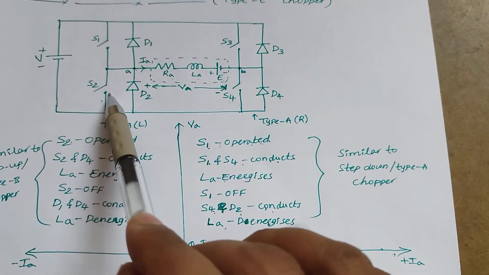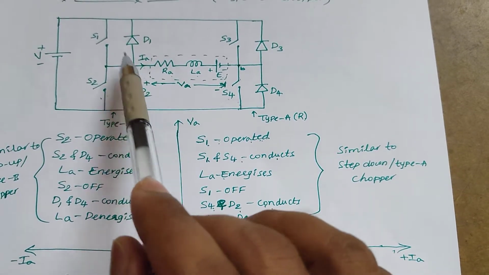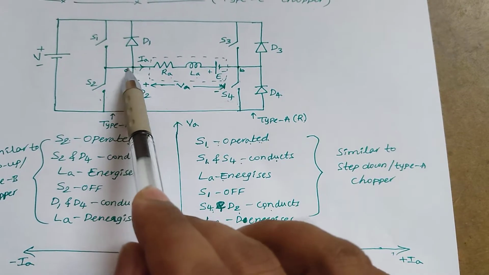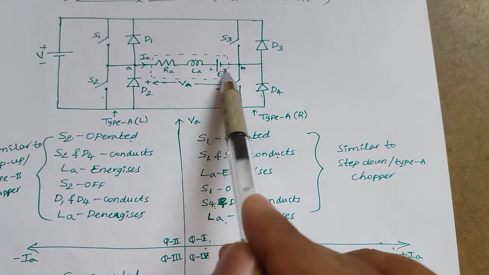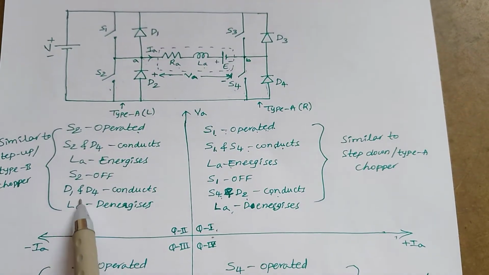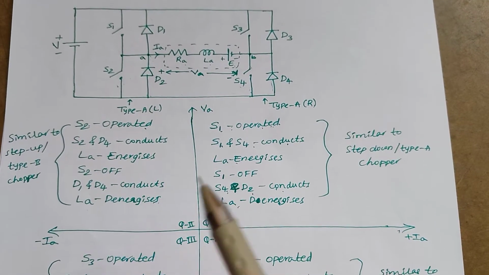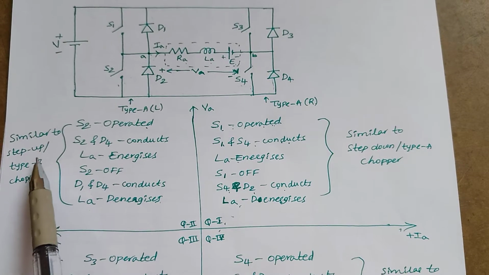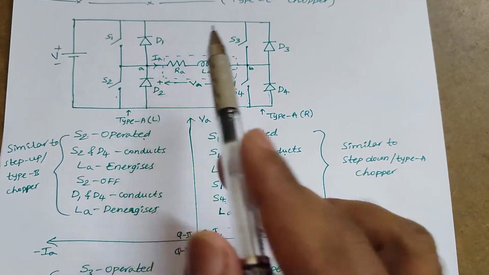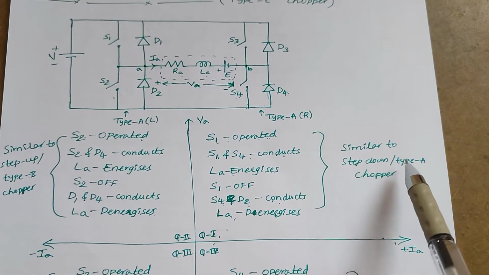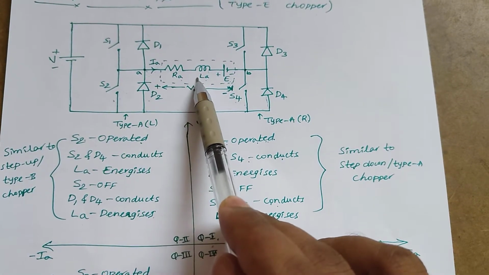When switch S2 is turned off, LA de-energizes through diodes D1 and D4, because diode D2 is in reverse bias for this inductor current in the opposite direction, and switch S1 is also off, so only diode D1 is in forward bias. Through diodes D1 and D4 it will close the path. So it looks like a step up chopper or type B chopper, because of inductor, switch and diode. Earlier it was similar to the step down chopper or type A chopper, where the order is switch, diode, inductor.